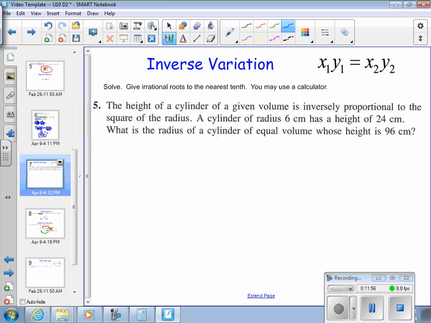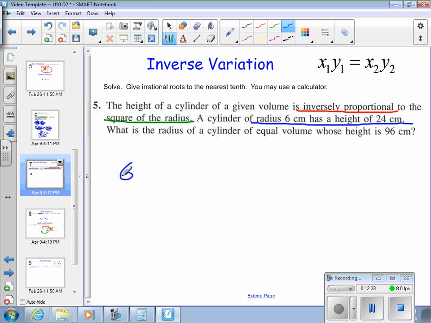Let's try the next one. The height of a cylinder of a given volume is inversely proportional to the square of the radius. That means this is inverse variation again. That will be important. Again, that's going to mean that we're going to have to square our radiuses. So, a cylinder of radius 6 meters has a height of 24 centimeters. Those go together. And we're squaring the radius.